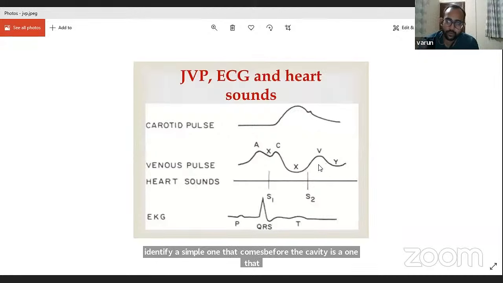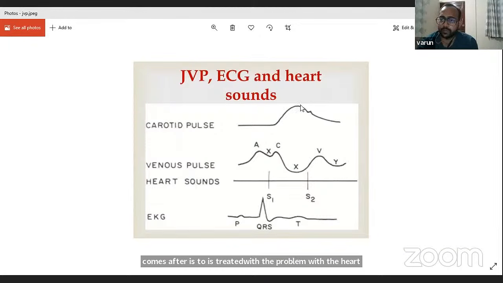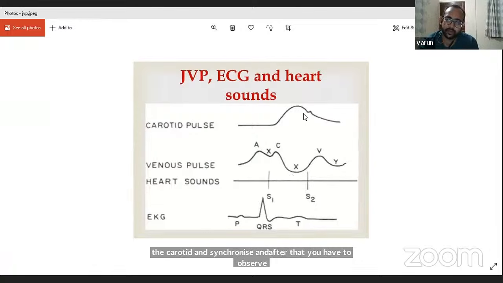If you want to correlate with your heart sounds, again, whatever comes before S1 is A wave, whatever comes after S2 is V wave. But the problem with the heart sounds is that to identify S1, S2, you have to palpate the carotid and synchronize, and after that you have to observe with the JVP. So which is a difficult task. So the best thing is look at the carotid, palpate the carotids, look at the JVP. Whatever comes before the carotid is A, whatever comes after is V. And normally A wave should be prominent than V wave.